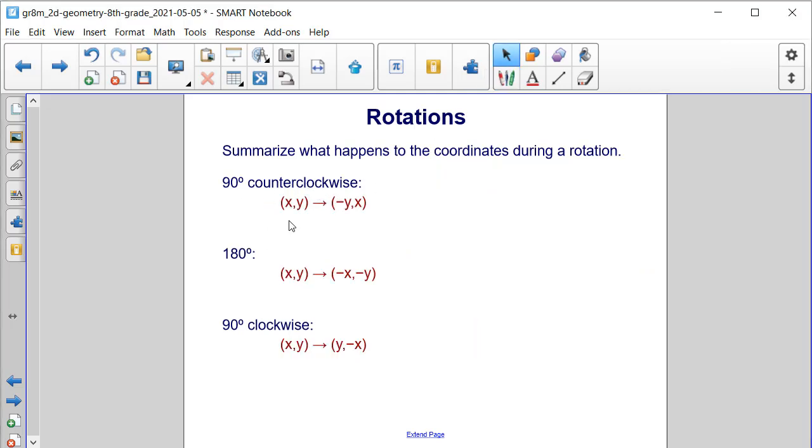And yes, in a 90-degree counterclockwise rotation, the original (x, y) became (-y, x). For a 180-degree rotation, the x and y values stayed in the same position, but their signs became the opposite. In a 90-degree clockwise rotation, we went from (x, y) to (y, -x), meaning the x and y values switch positions, and the new y coordinate is the opposite of the original x coordinate.